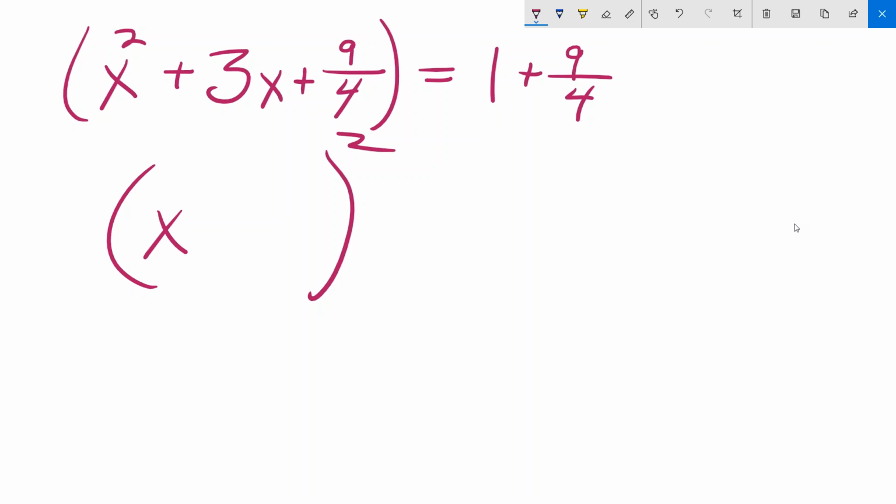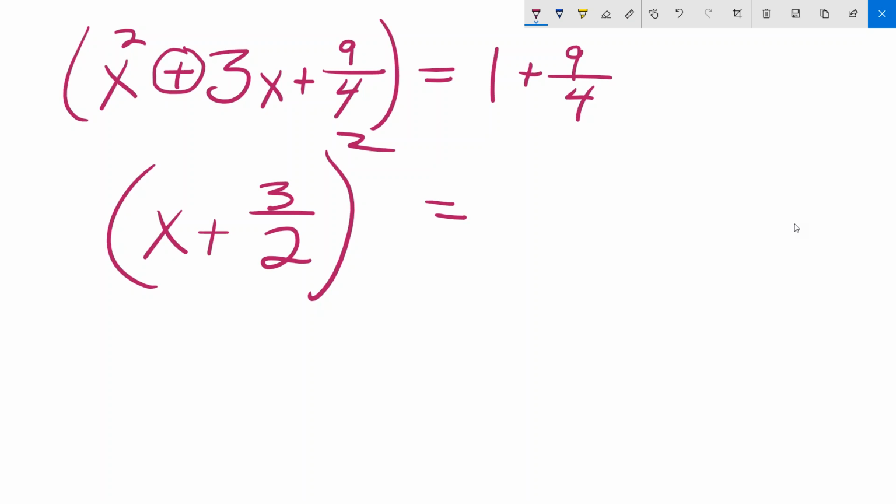In other words, it's always going to be an x plus or an x minus, whatever you got when you took half of that. And it's always the same sign as that. If that had been minus 3x, then it would be minus. But since that's plus 3x, it's a plus. What goes next? 3 over 2.